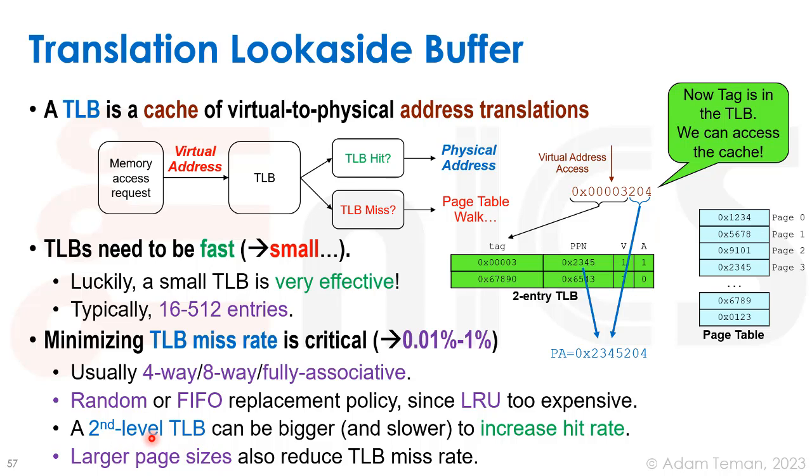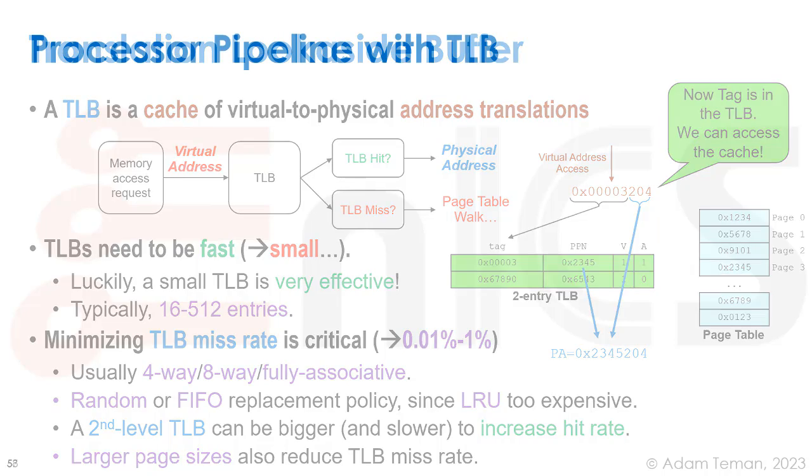So these second level TLBs aren't exactly a new direction. It's just that we're going to have one really, really fast TLB that's going to be small, and then we're going to have another level of TLB, maybe another few levels of TLB that are going to be bigger. They're going to take longer to access, but at least they can reduce the need to go out to DRAM. So they're going to increase the hit rate, even though it may be a bit slower. And we can also use larger page sizes, which will also reduce the TLB miss rate.